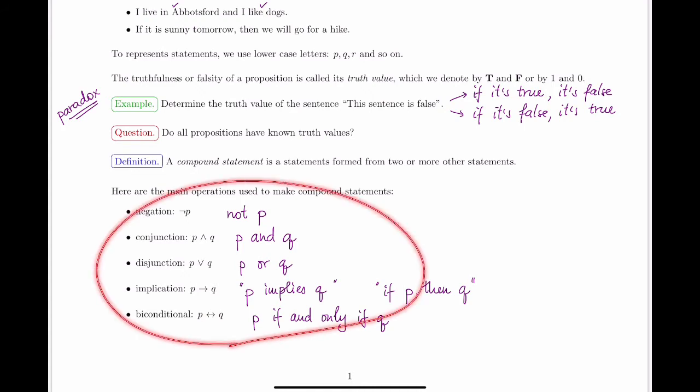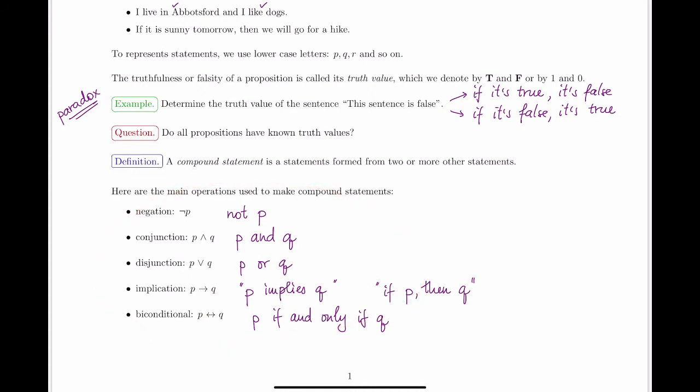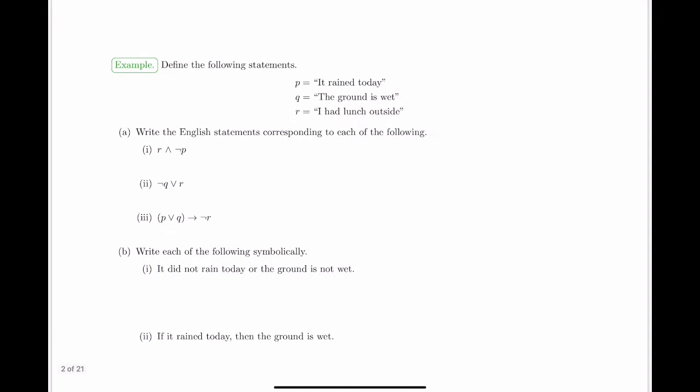Now that we have our operations, let's see how they actually work. So let's define the following statements. P will correspond to the statement, it rained today. Q will be, the ground is wet. And R is, I had lunch outside. So this is just to get used to the notation and also to turning logical operations into simple English statements. I urge you to pause the video here and try to write down sentences that correspond to each one of these logical compound statements by yourself first before going back into the video. So pause right now, come back in a minute.